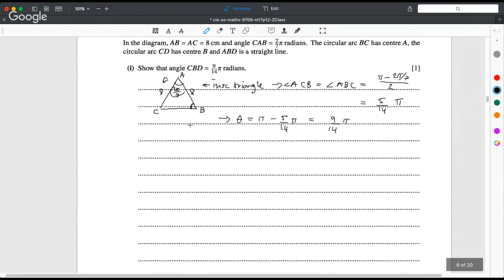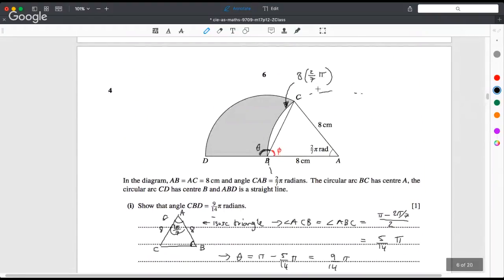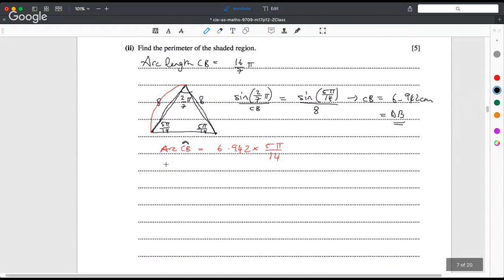So let's see, what do we have so far? Oh, we already found that. So that was the arc CB. We know DB because that's the radius of the triangle, and then CD is going to be, sorry, what we actually want is arc CD, which is going to be that radius times 9 pi/14.